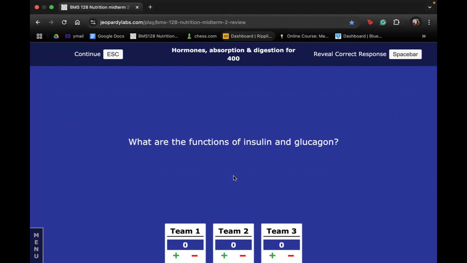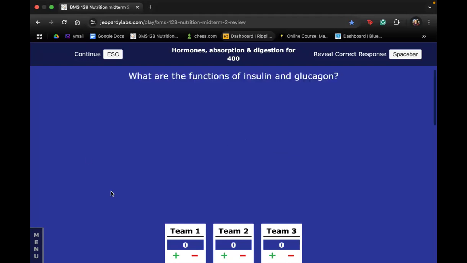What are the functions of insulin and glucagon? Don't they regulate blood sugar? Yeah. Do you want to say more about that? I think insulin gets released if it's too high, and glucagon is released if it's too low.